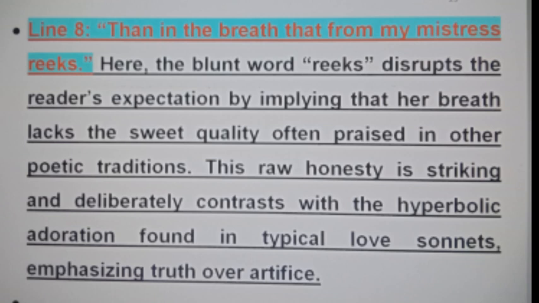Line number 8. Than in the breath that from my mistress reeks. Here the blunt word reeks disrupts the reader's expectation by implying that her breath lacks the sweet quality often praised in other poetic traditions. This raw honesty is striking and deliberately contrasts with the hyperbolic adoration found in typical love sonnets, emphasizing truth over artifice.